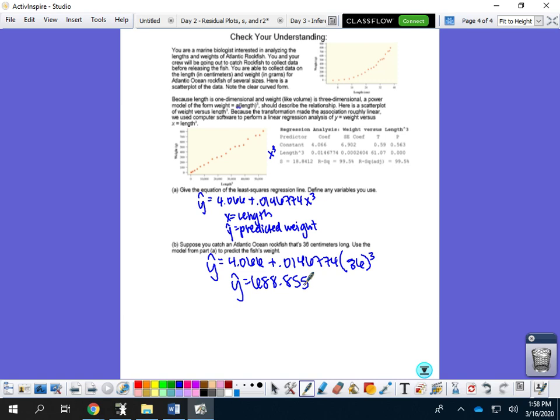Now let's make sure we have the units. It is in grams, so we're going to use grams. So I always want to have units. All right, and that is it.